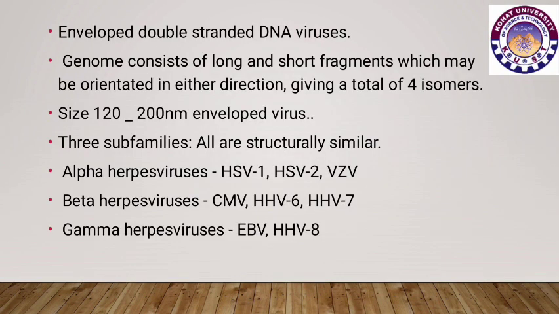Herpes simplex virus is an enveloped double-stranded DNA virus. The genome consists of long and short fragments which may be oriented in either direction, giving a total of 4 isomers. The size of HSV is 120 to 200 nanometers. It is divided into 3 subfamilies, all structurally similar: alpha herpes virus, beta herpes virus, and gamma herpes virus.